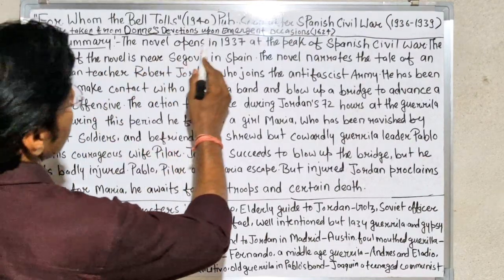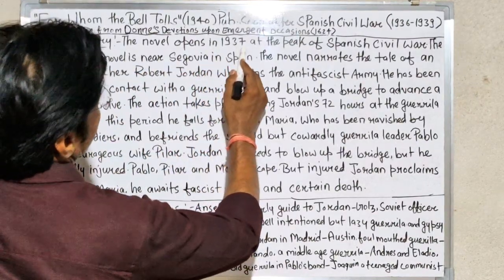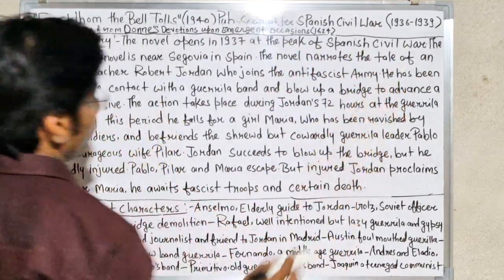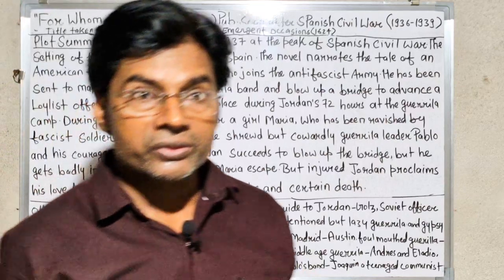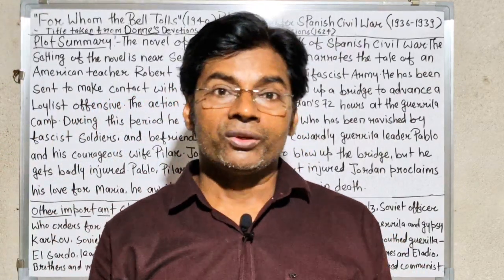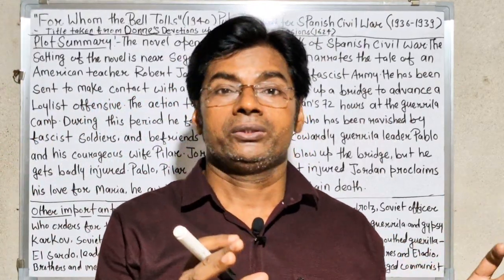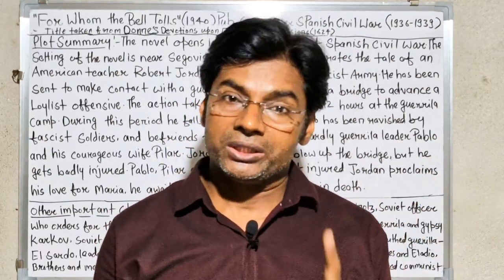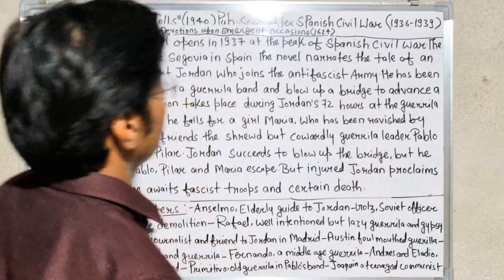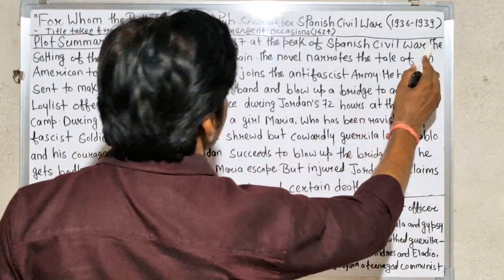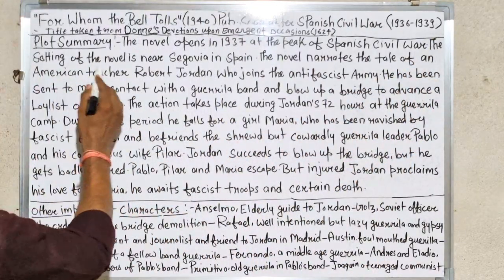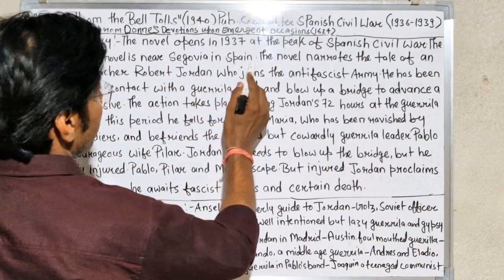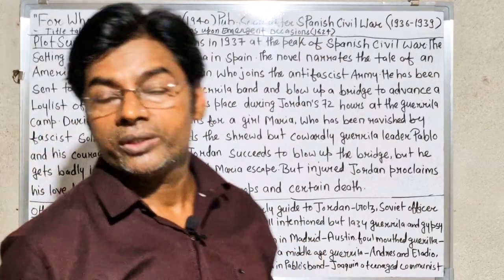Now let's look at the plot summary of this novel. The novel opens in 1937 at the peak of the Spanish Civil War. So when the novel opens, remember that this was the time the Spanish Civil War was at its peak, in full swing. The setting of the novel is near Segovia in Spain. Remember that the setting of the novel is Spain.